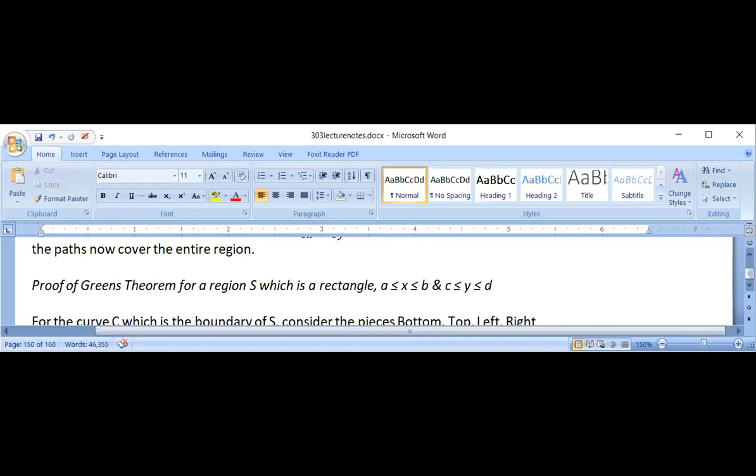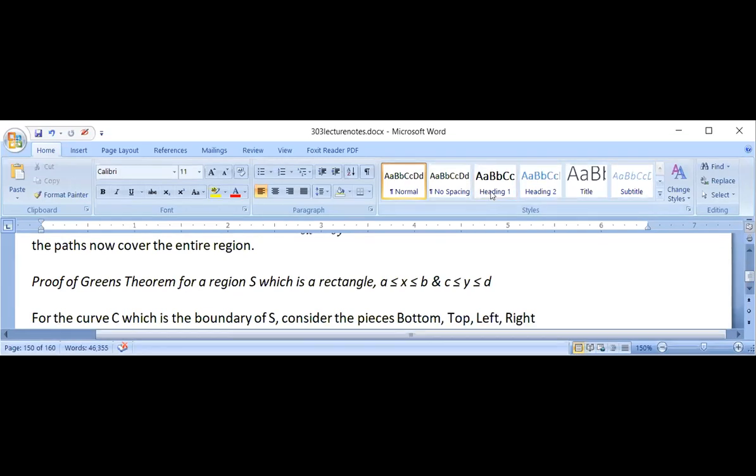Okay, so proof of Green's theorem in the special case where the curve is a rectangle. So here's how it goes. I want to show you the image, which is the rectangle on the right side. Sorry about that. Hold on. Actually, instead of doing that, let me just draw it.